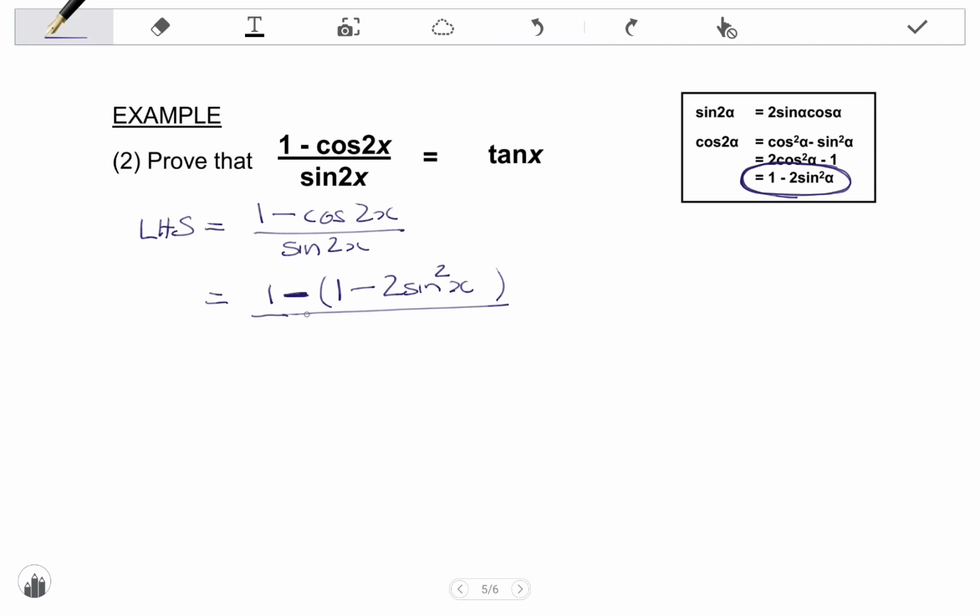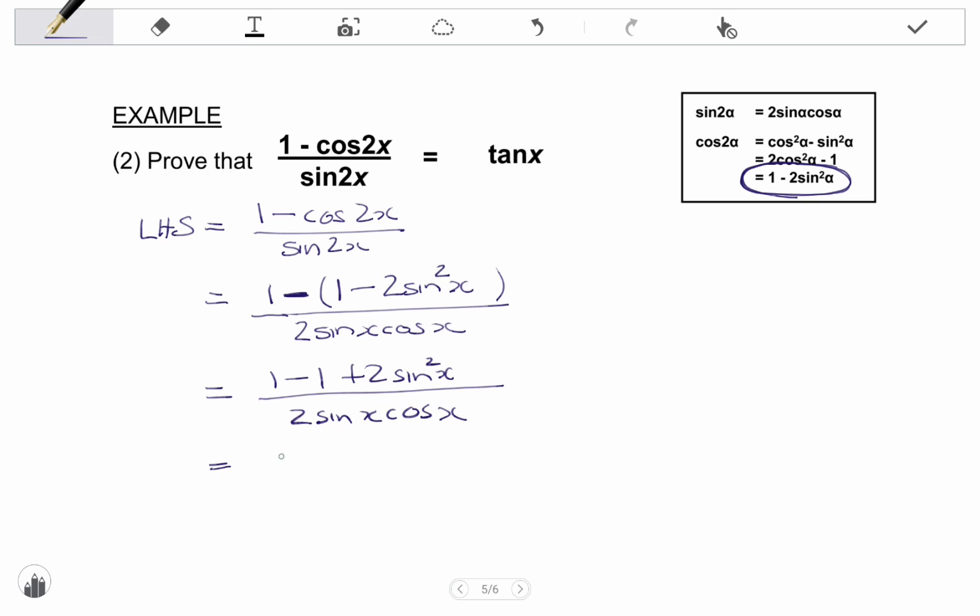So, working with the denominator, I have sine 2x, and that's easy. We know it goes to 2 sine x cos x. There is no other option. Okay, simplifying the numerator, I have 1 minus 1 plus 2 sine x all squared over 2 sine x cos x.